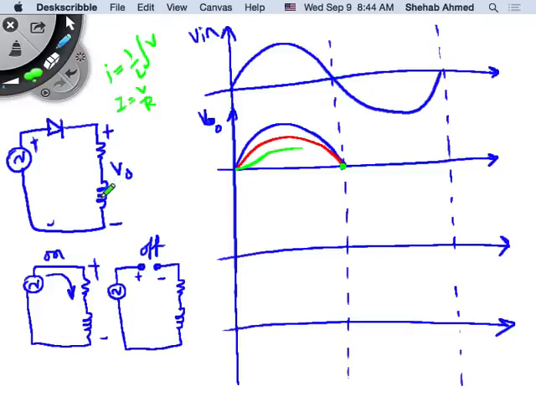Because the inductor current takes time to rise and takes time to fall, this current will not fall here, it will fall somewhere else. Maybe here, maybe here, depending on what? Depending on how big my inductance is, right? It's 1 over L. If this L is huge, then it's going to take a lot for this integration to change the current, because I'm dividing by a big number, right?